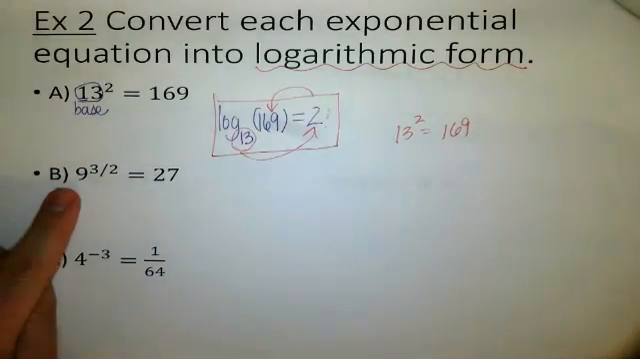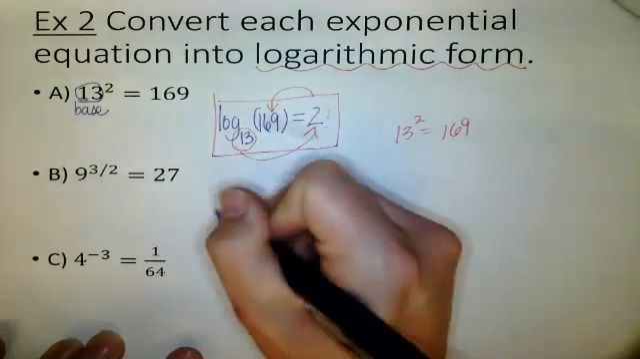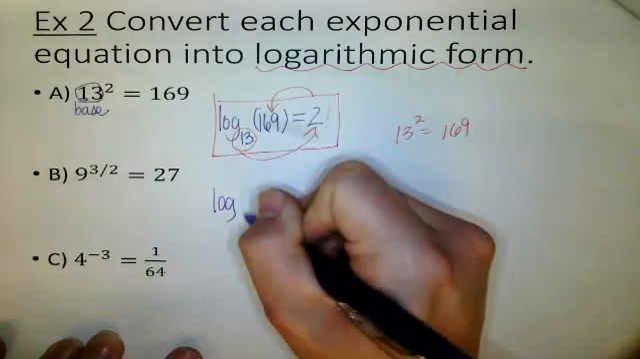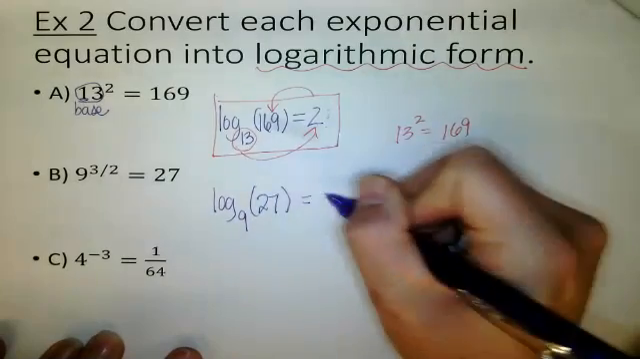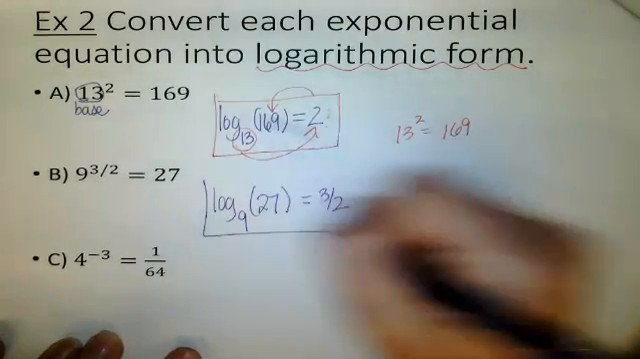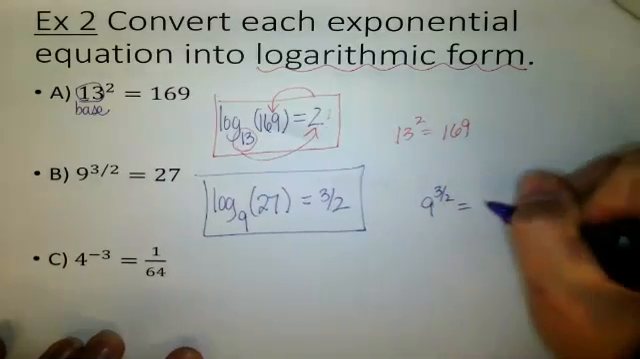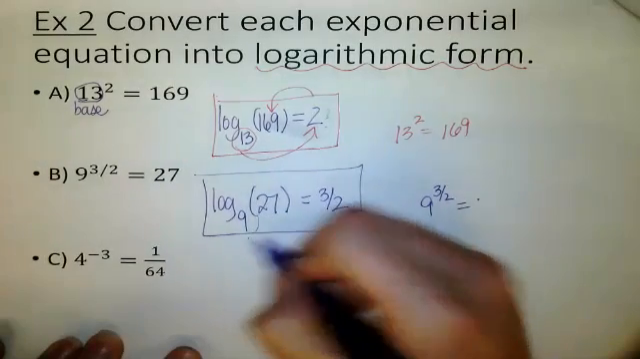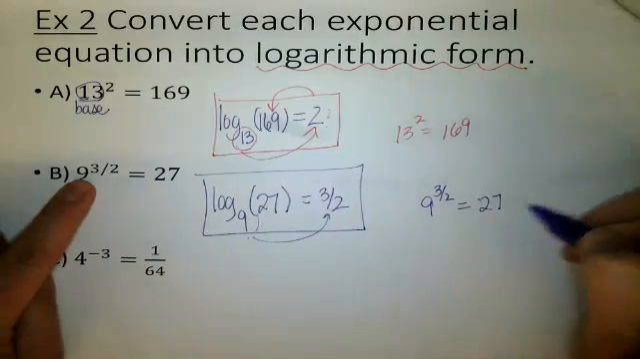All right. So 9 to the 3/2 power equals 27. In logarithmic form, what's that going to be? Log base 9 of 27 equals 3/2. Does it? Really? No. So if I were to give it a swirly, it'd be 9 to 3/2 equals 27, which is back where we started, which is good.